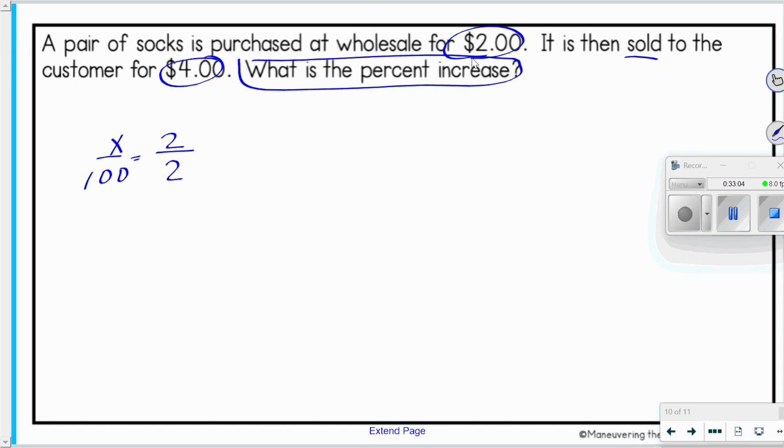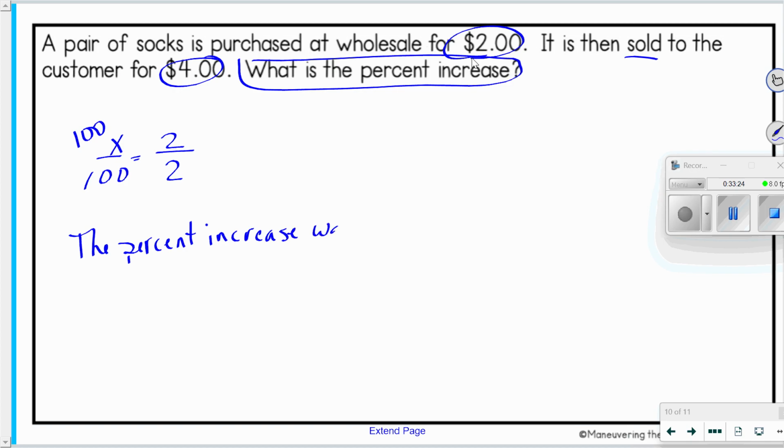So, oh, this is interesting. What's 2 over 2? 1. So what percent was it? So what was the percent increase? So it's 100% markup.